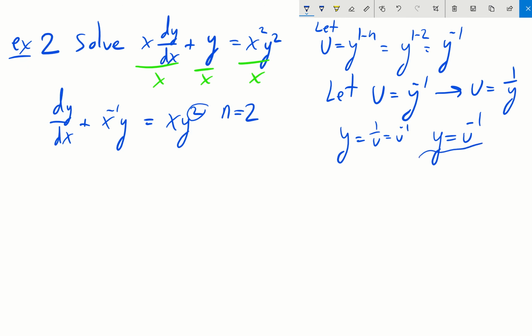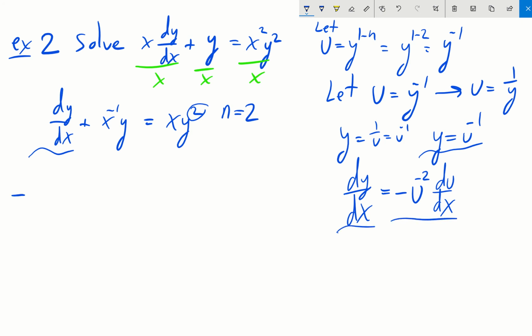Let's take the derivative of this with respect to x. So dy dx is going to be equal to a negative u to the negative second power, and then from the chain rule we have a du dx. Let's go ahead and substitute this into our differential equation. Everywhere we see dy dx, we can put our negative u to the negative second du dx. We have a plus x to the negative first. Everywhere we see a y, we can put u to the negative 1.